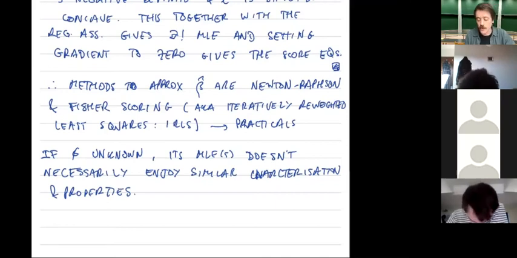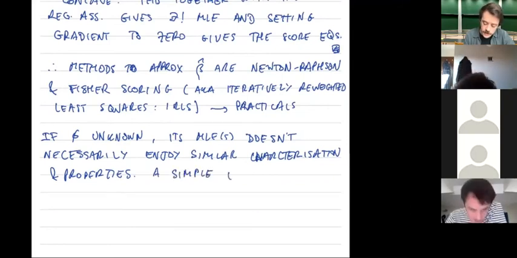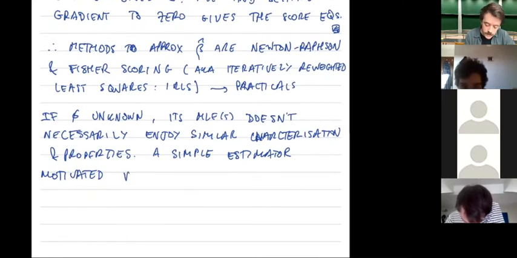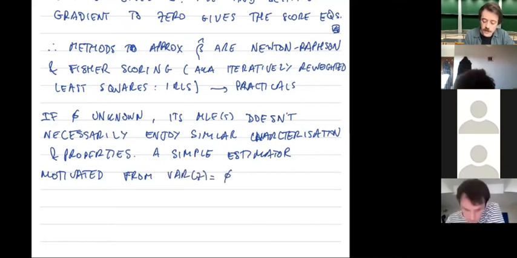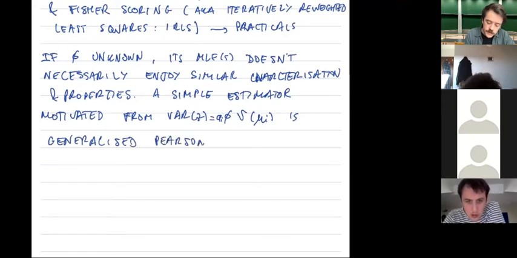Okay, so then instead we may take a simpler estimator, motivated from the variance expression that we had. So this is the variance from var of z being equal to phi v. Well, we're in the GLM, so we need the a_i. So a_i v(mu_i) is the so-called generalized Pearson statistic.